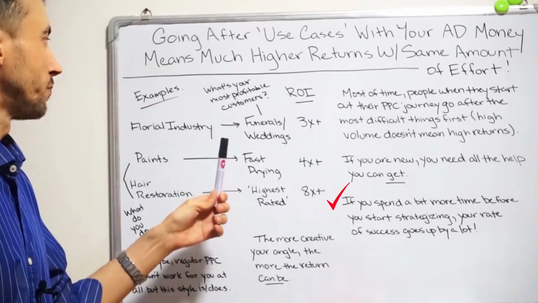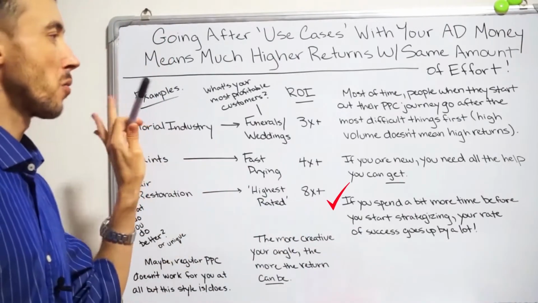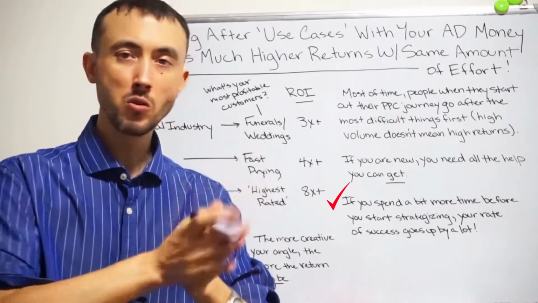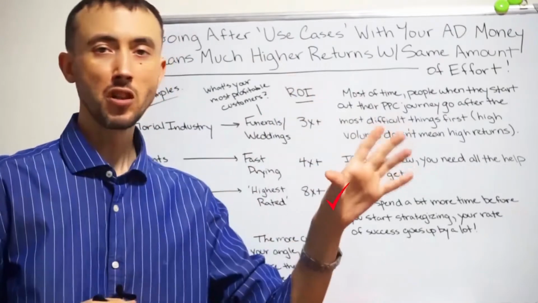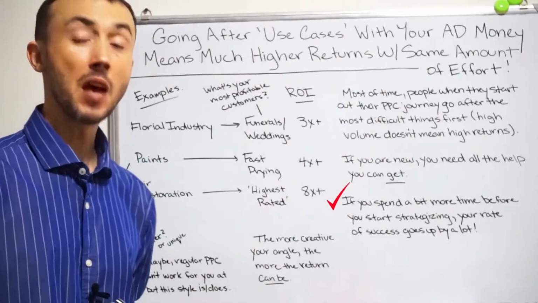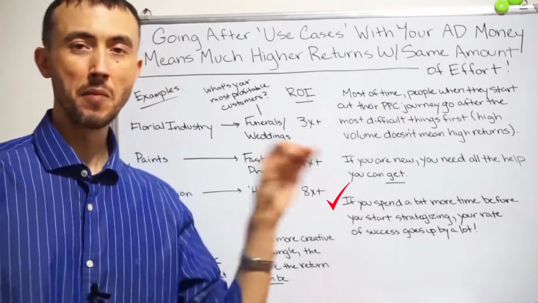Why don't we do it? So basically, in other words, you find where your most profitable customers are and you find individual use cases. Get a sheet of paper. If you're a florist, write down all the different types of customers that buy flowers and why they buy them.